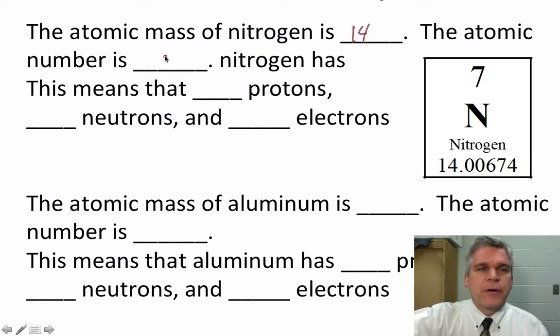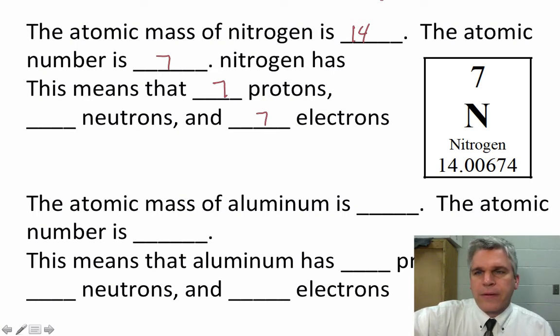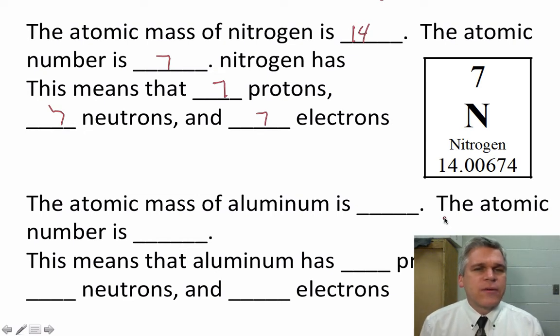The atomic number of nitrogen is 7, which means that nitrogen has 7 protons. It has 7 electrons because those two numbers have to be equal, and they're always going to be equal to the atomic number. But how many neutrons does it have? Well, we have to do a little math. We know that the atomic mass is 14. From that, we have to subtract the atomic number, which is 7, and that gives us 7. So that tells us that we have 7 neutrons as well as 7 protons and 7 electrons in nitrogen.